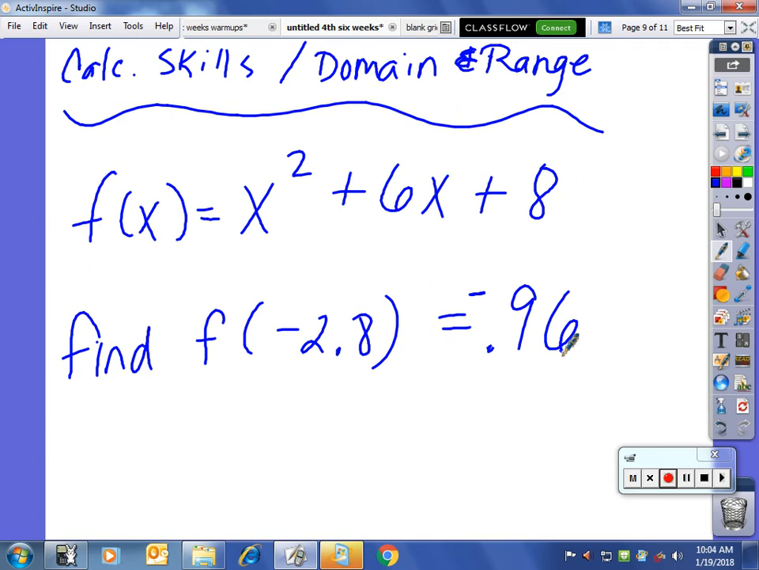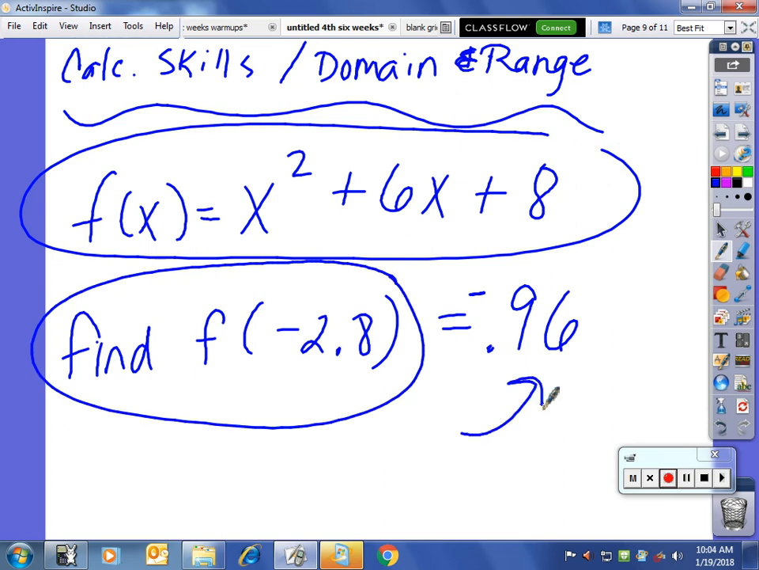Aren't these easy? We could do these all day long. You don't want to miss these on the end of course exam or the CBA. These are the easy questions. They give you a function rule. They give you an x value. All you got to do is use your brain and your finger and your calculator.